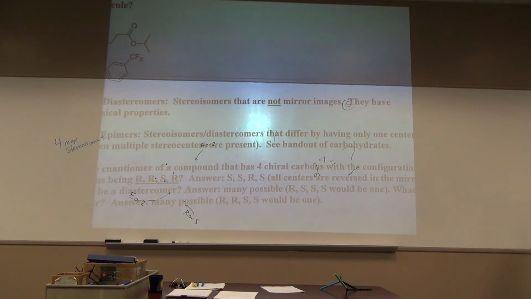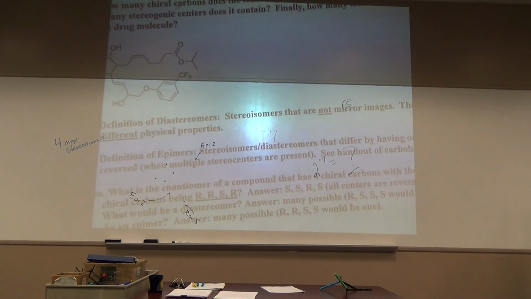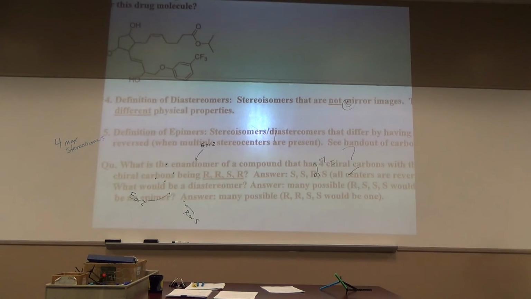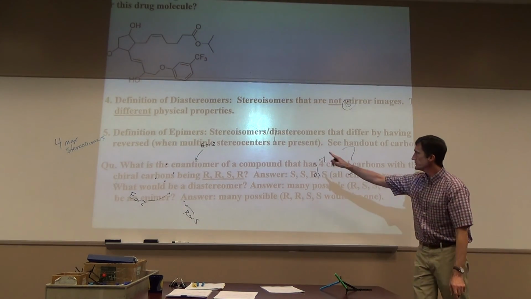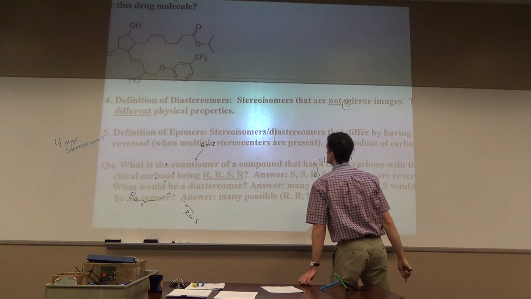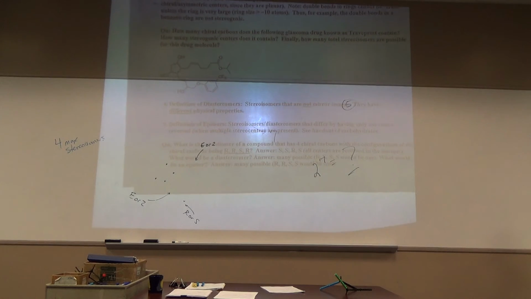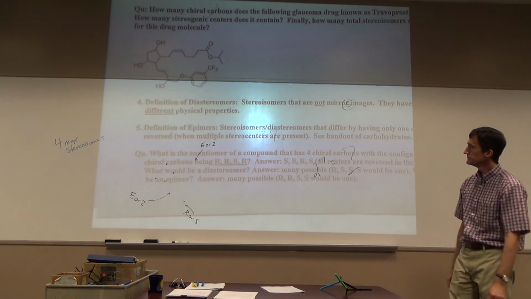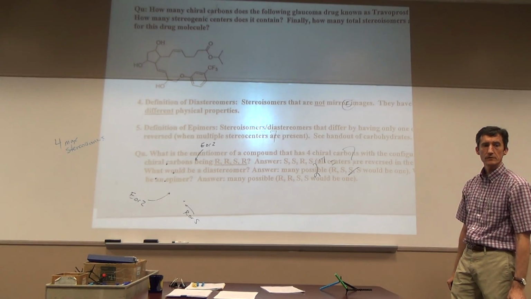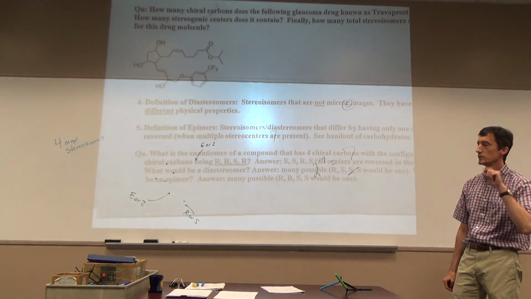Definition of diastereomers, we've already done that. Definition of epimers. Epimers are stereoisomers that differ by having only one center reversed when multiple are present. This is called an epimer. An epimer is a type of diastereomer. There's a specific type where only one is changed.